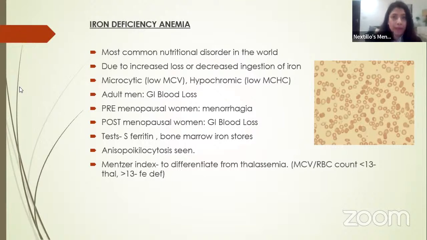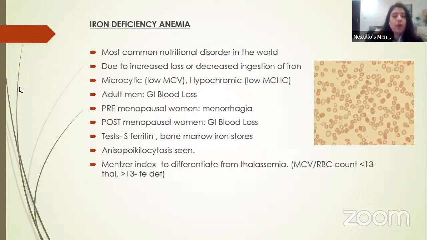So if an adult man comes to you, you have to rule out some kind of blood loss from the body, some kind of hidden blood loss, and first we go to the GIT. While in premenopausal women, the most important cause is menstrual blood loss due to menorrhagia. In postmenopausal women, again, we'll rule out GI blood loss. The most important tests that we do in iron deficiency anemia are serum ferritin and bone marrow iron stores. What is serum ferritin? We'll just come to it in a while.